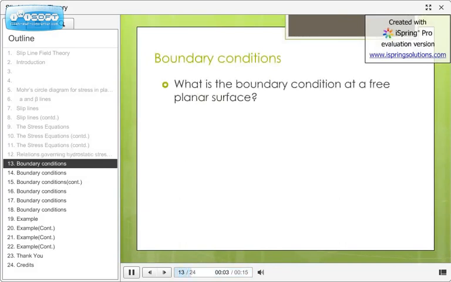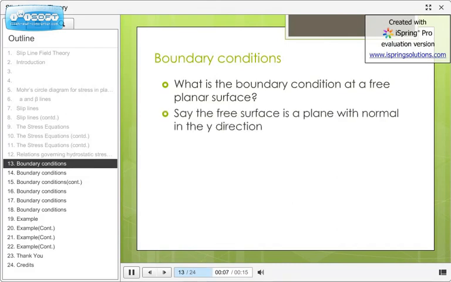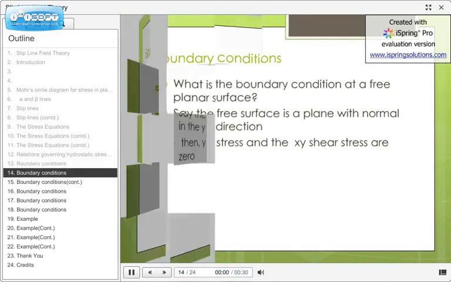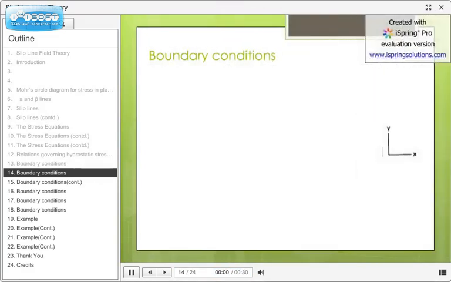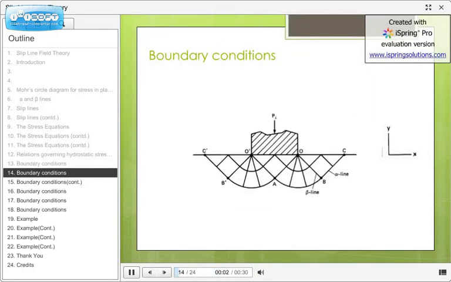Now let's try to understand the boundary condition at a free planar surface. Let us say the free surface is a plane with normal in the y direction. Then the y stress and the xy shear stress are 0. We can understand it clearly from the following figure. This figure shows plane strain indentation. Here OC is the free surface, hence sigma y and tau xy equal 0 at this free surface.